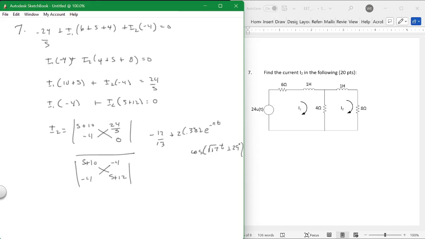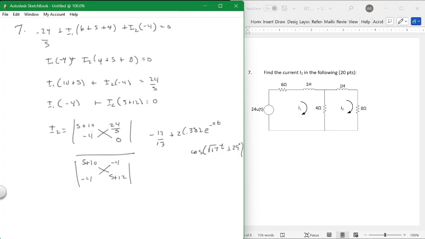This is the cross multiplication, but you have to substitute in the right column. The column that we wanted was the I2 column, which was this column. So you have to take the numbers that are in the I2 column out, and you put in these numbers instead, okay? That's what Cramer's rule is, okay? That's all it is.